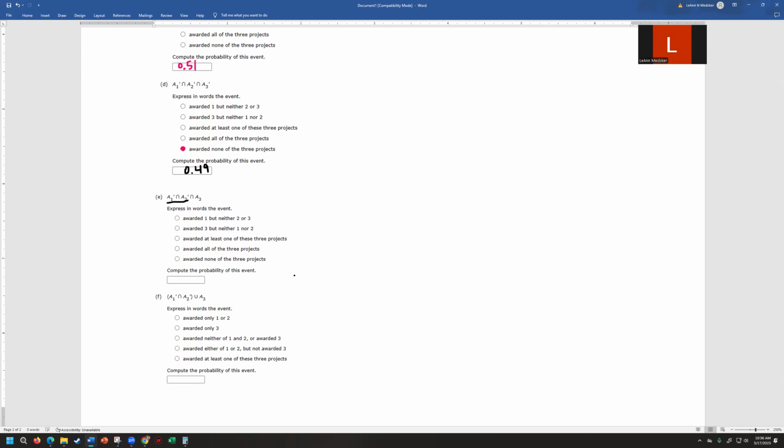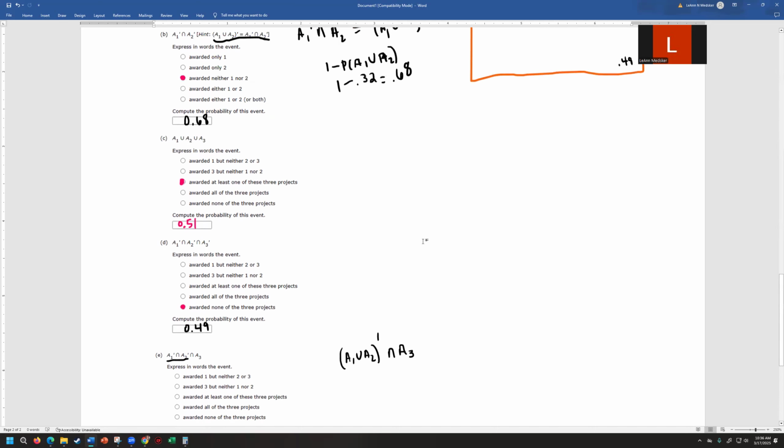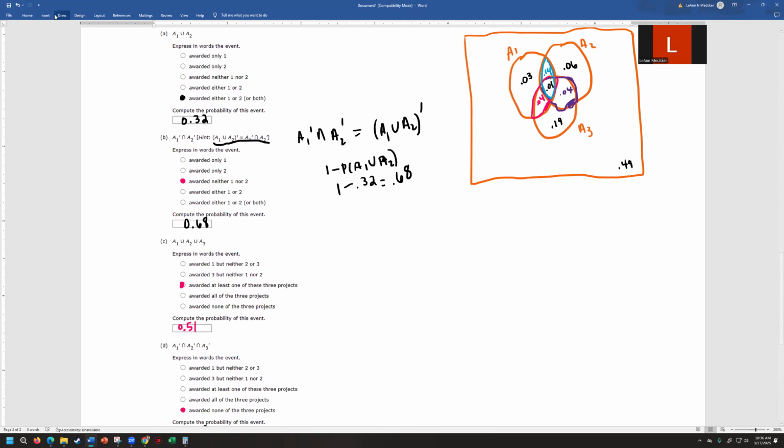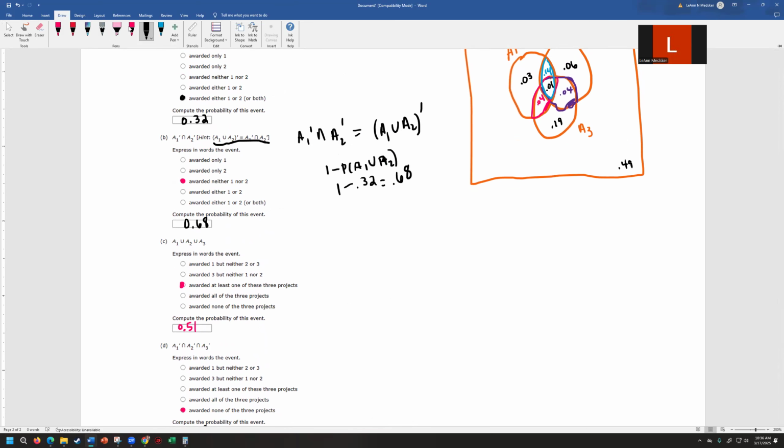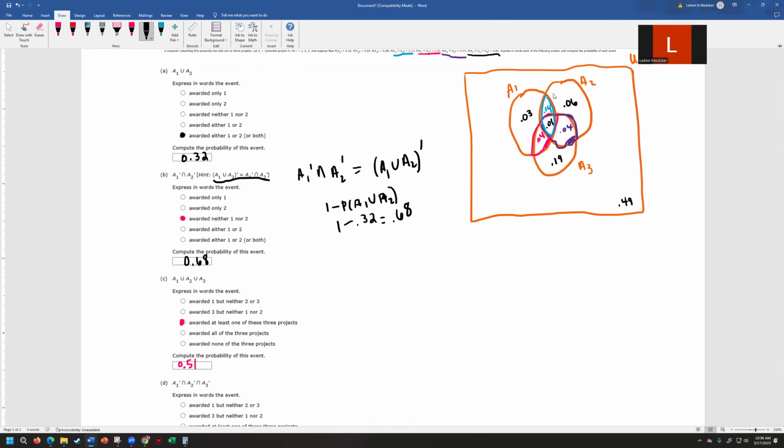So I'm going to take these two since they're both complemented, and I'm going to switch them using De Morgan's Law. So it becomes a union of just the regular sets, and then we complement the outside, and then we're going to intersect that with A3. Okay, so A1 union A2, just to show you this, that is all of circle A1 and all of circle A2. So the complement of that, the opposite of that, would be 0.19 and 0.149.